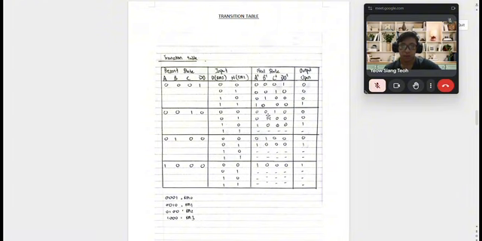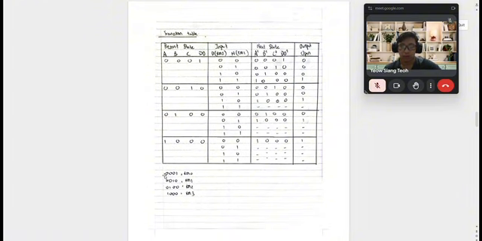This is the transition table. The only thing that we change is RM0 equals 0 0 0 1, RM1 equals 0 0 1 0, RM2 equals 0 1 0 0, RM3 equals 1 0 0 0.